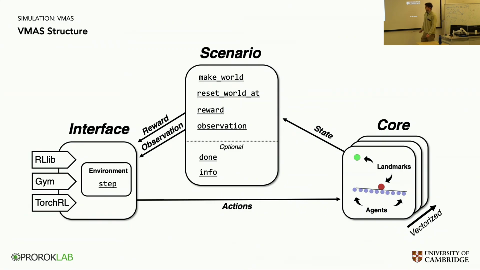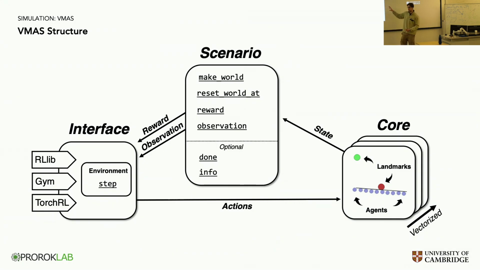The structure is more or less like this. You have 3 components. The interface is more or less what you see normally from an RL environment. This normally has functions like step and reset, which just advance the state of the simulation. And this is what interacts with the outside world. So, it could be Gym, RLib, or other libraries.